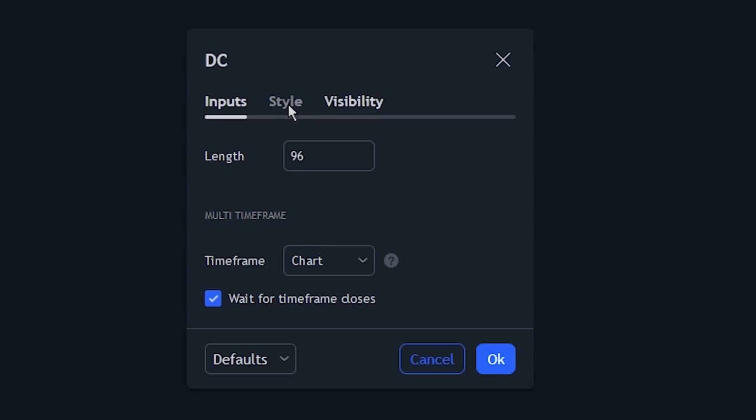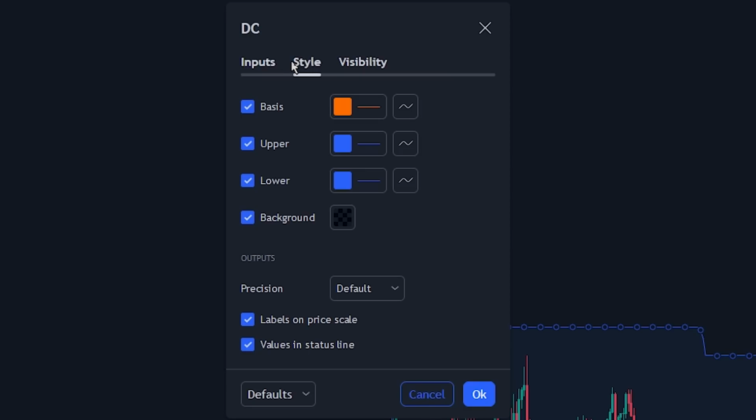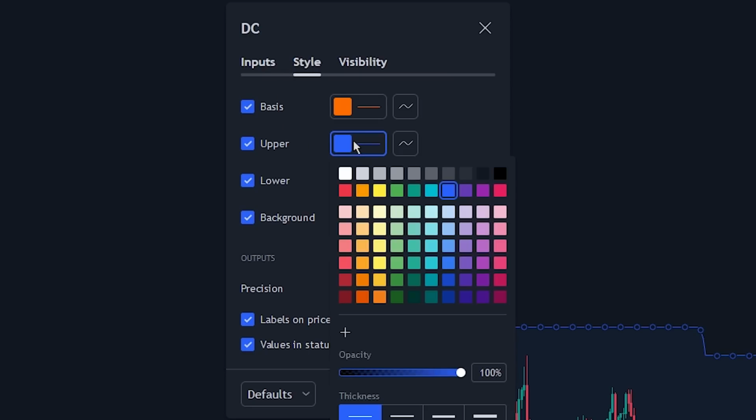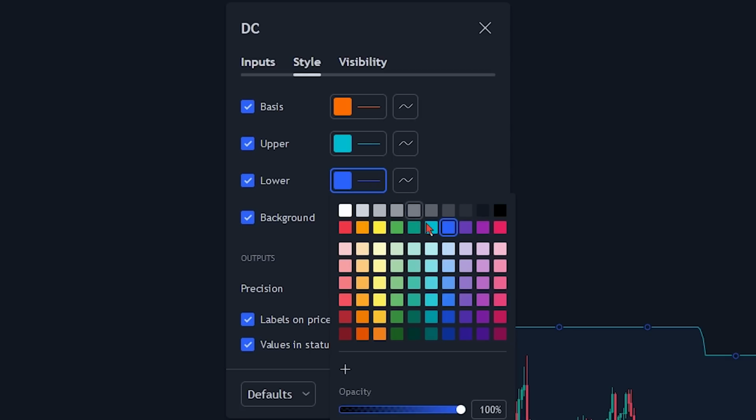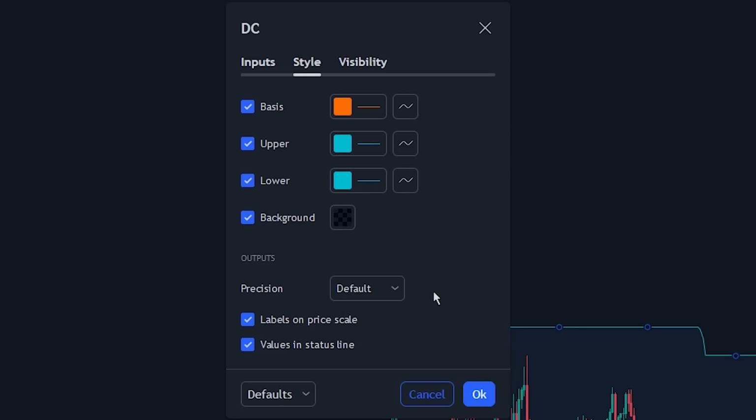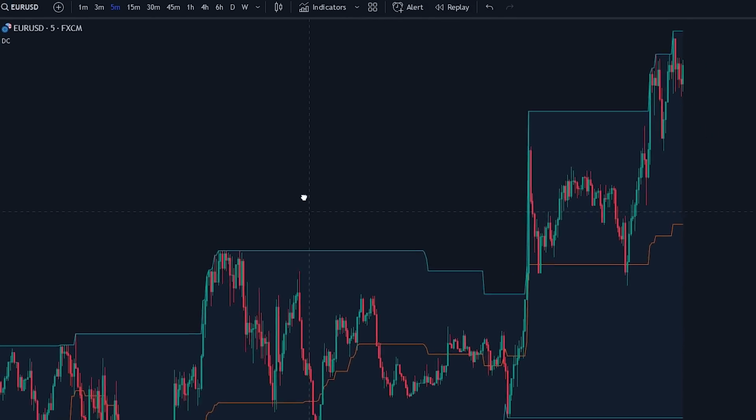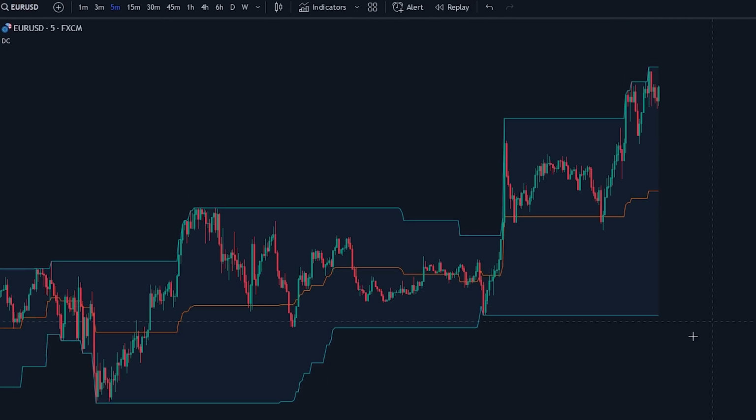Instead, let's head over to the Style tab. Once you have changed the length, we will be changing the colors of the upper and lower lines to a lighter blue in order to make them easier to see. That was all that we needed to do. Let's first understand how we will be reading the indicator.